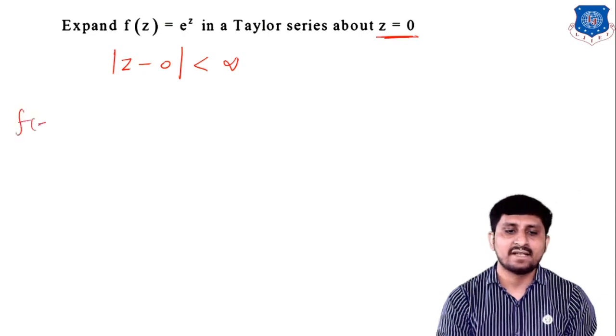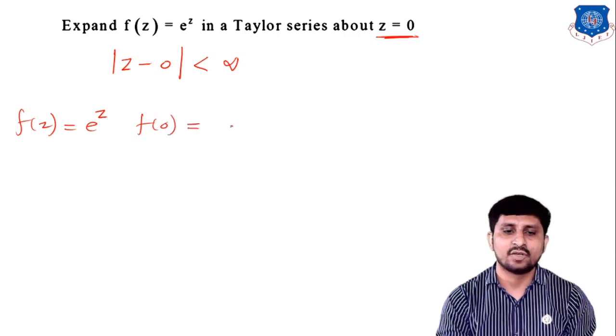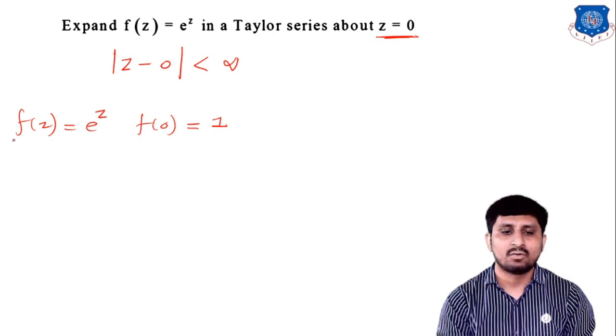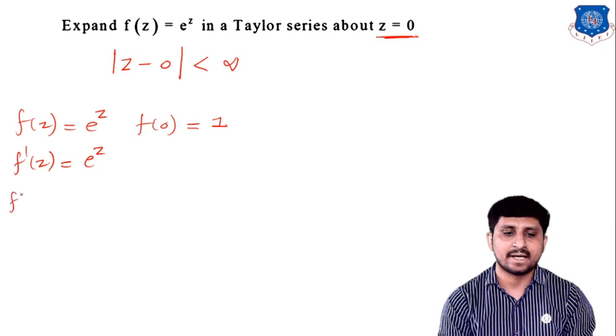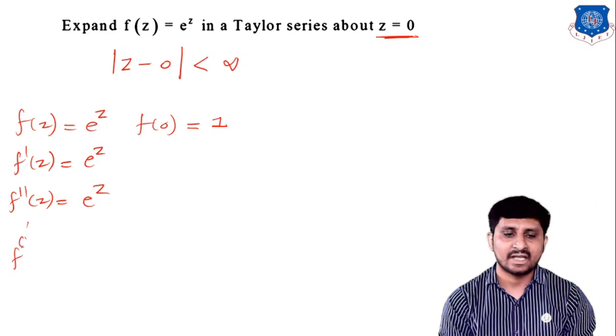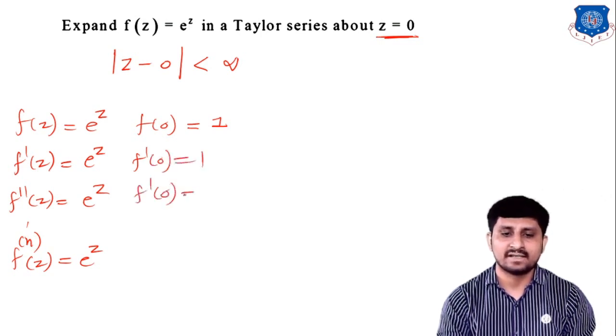First of all, f of z is equal to e raised to z. So what is the value of f of 0? f of 0 is e raised to 0, which is 1. Now f dash z is e raised to z, f double dash z is also e raised to z, and the nth derivative of the function is also e raised to z. So the value at point 0 is 1: f dash 0, f double dash 0, and the nth derivative at point 0 are all 1.